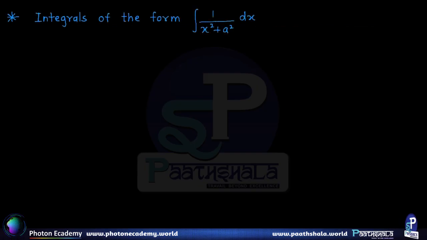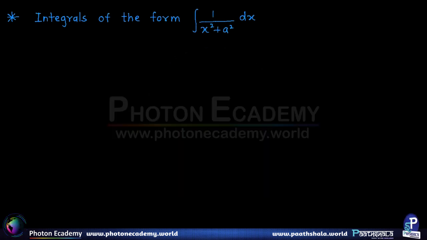Now let us study how to integrate integrals of the form integral of 1 upon x square plus a square. So here, as we know, x is the variable of integration and a is any real constant. Now to solve this type of integral, we again use the substitution method.